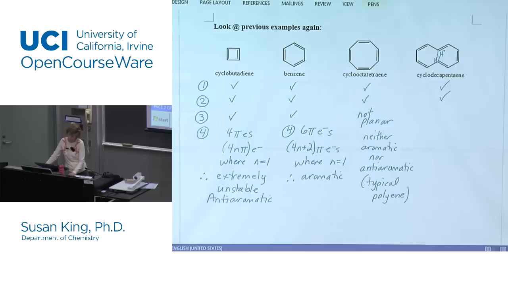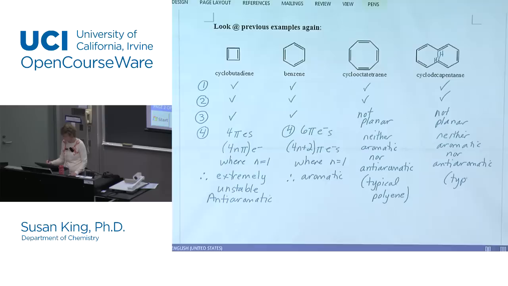So this ring, when you get to larger rings, we can kind of bend out of planarity to account for problems like that. This cannot possibly be planar because those hydrogens will be directly on top of each other. So this is also not planar. It has the magic number, 4n plus 2 pi. That's the aromatic magic number. But if it was planar, it would be aromatic, but it is not planar. So it is neither aromatic nor anti-aromatic. Again, typical polyene.